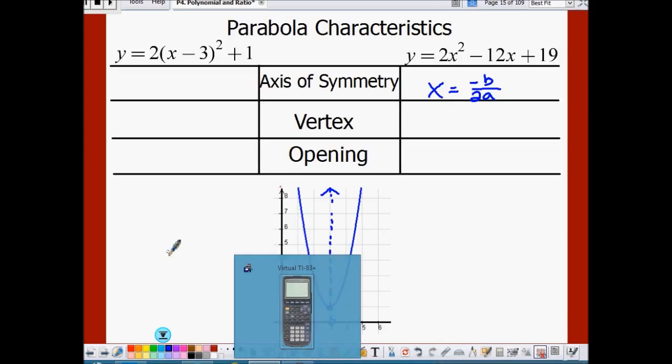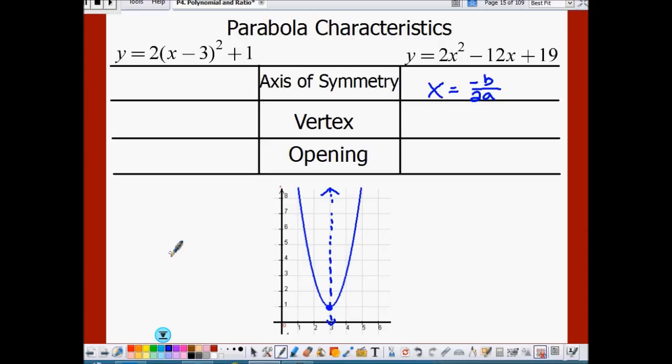So if you're dealing with transformation form, can anybody tell me where you find your axis of symmetry? Yeah, it's the x value of your vertex, right? So just look for the x value of the vertex. And your actual equation will be x equals that number. Like in this one, our vertex is at 3, 1. We find that from here and here. Since our vertex is 3, 1, our axis of symmetry is the line x equals 3.